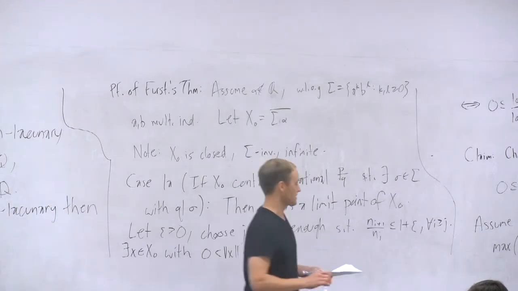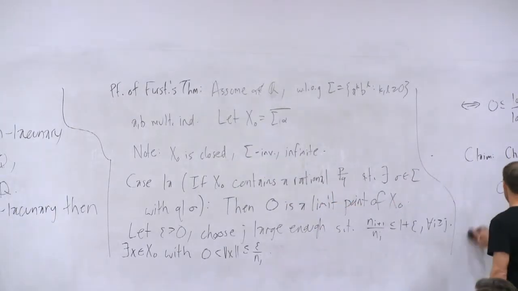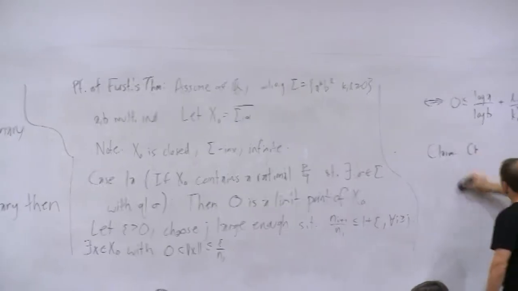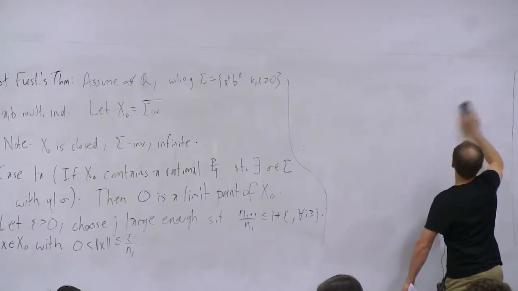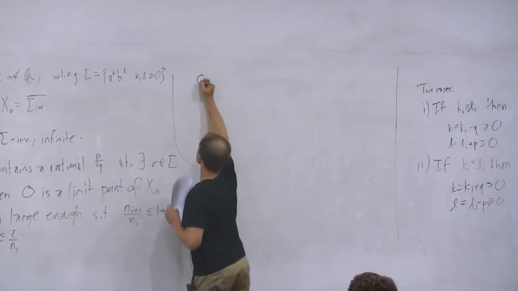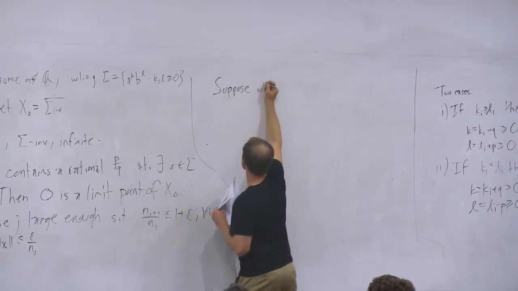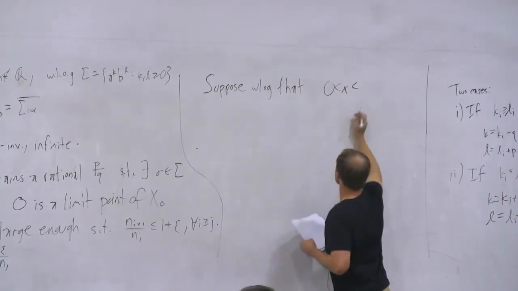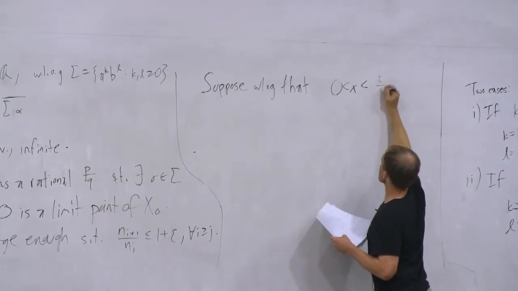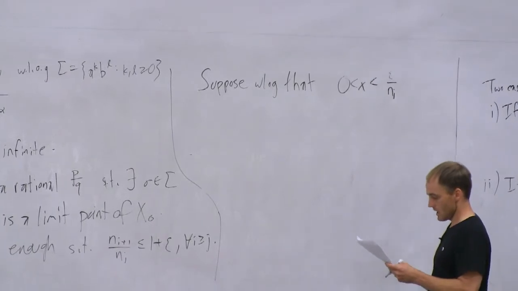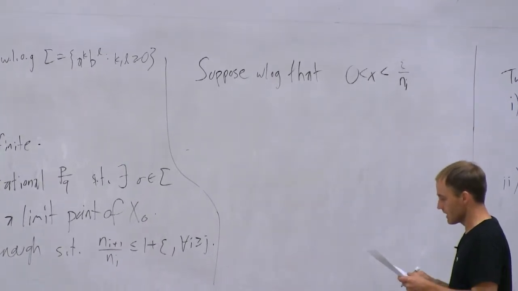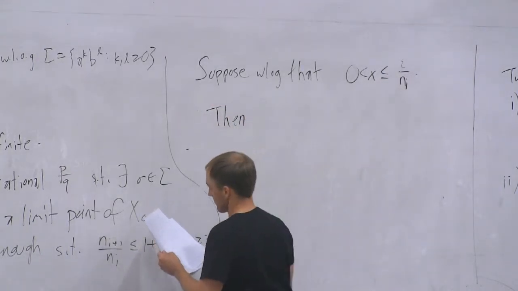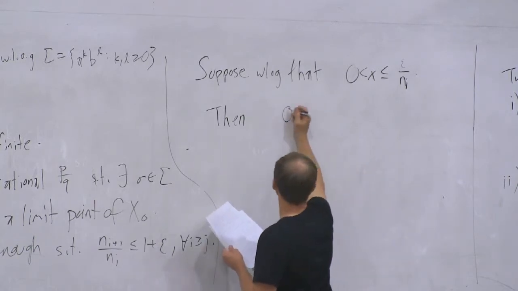Let's just suppose without loss of generality that my point x is a little bit to the right of 0. If it's to the left of 0, it's the same argument. So suppose, without loss of generality, that my point x, its absolute value mod 1, is bigger than 0 and less than or equal to epsilon divided by nj. Then what can I say about nj times x?